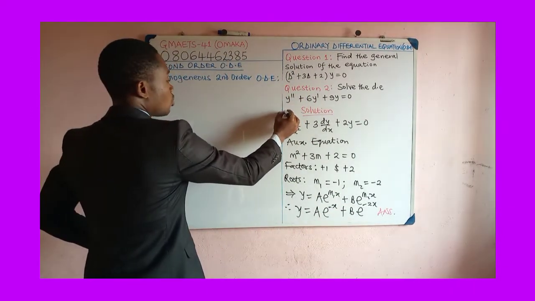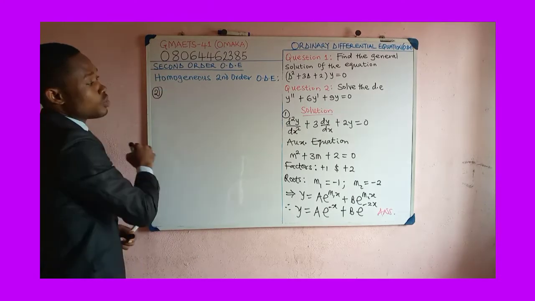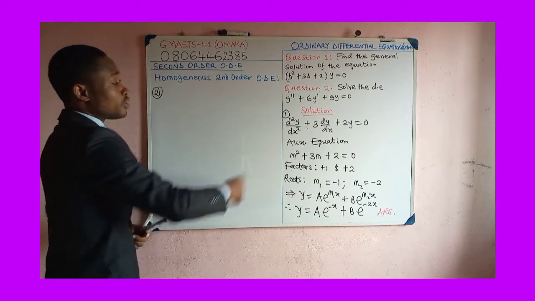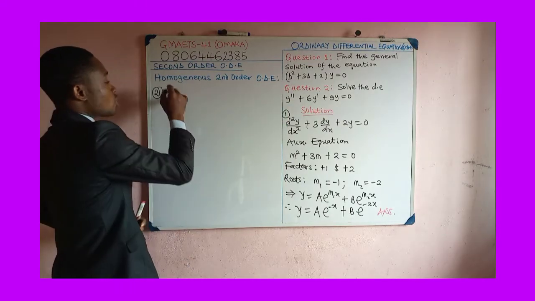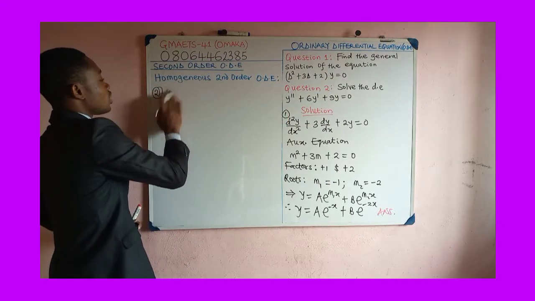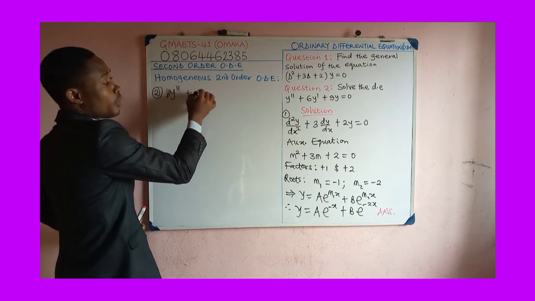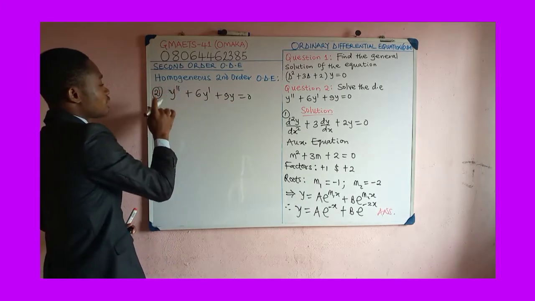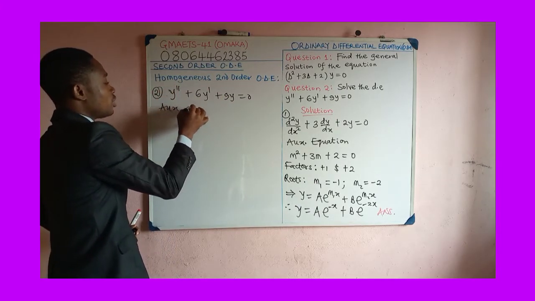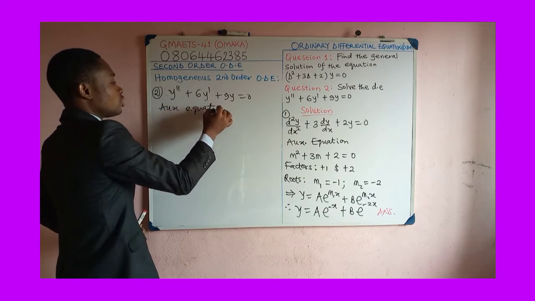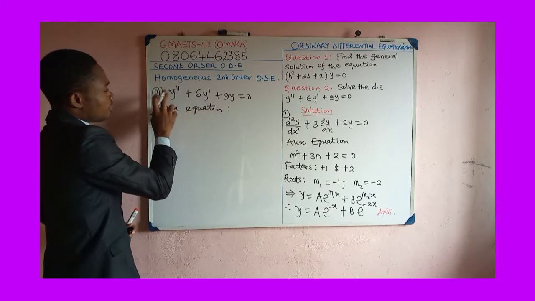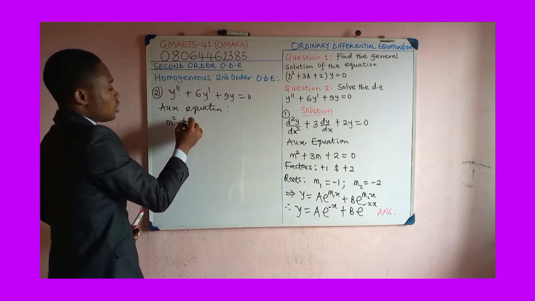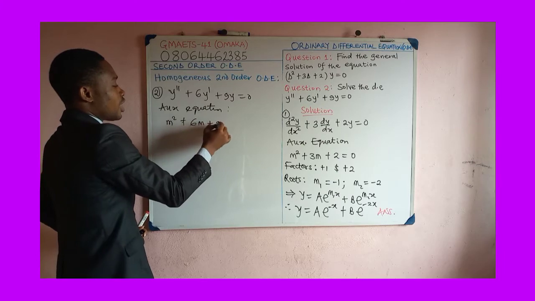Now this is the solution to number 1, okay? So let us look at the solution to number 2. That number 2 is y prime prime plus 6y prime plus 9y equal to 0. This means d2y over dx squared, so I will extract the auxiliary equation. Let me bring it out first. y prime prime plus 6y prime plus 9y equal to 0. Okay, now the auxiliary equation is going to be m squared, the coefficient is 1, then plus 6m plus 9 equal to 0.